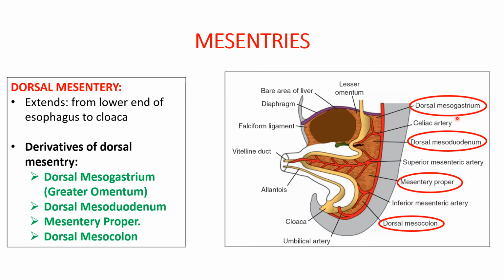This is the first derivative of dorsal mesentery. The second derivative of the dorsal mesentery in relation to the duodenum is the dorsal mesoduodenum. The third derivative is the mesentery proper, which is the mesentery of jejunum-ileal loops, the loops of jejunum and ileum. The fourth part is the dorsal mesocolon. The entire portion of the colon is suspended from the posterior abdominal wall through the dorsal mesocolon. So these are the four derivatives of the dorsal mesentery.